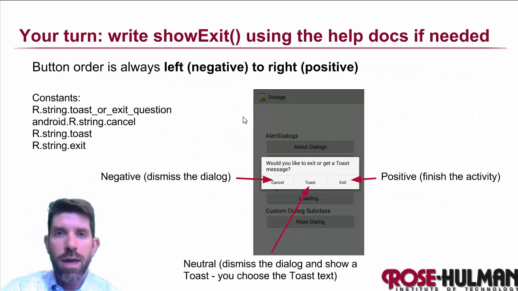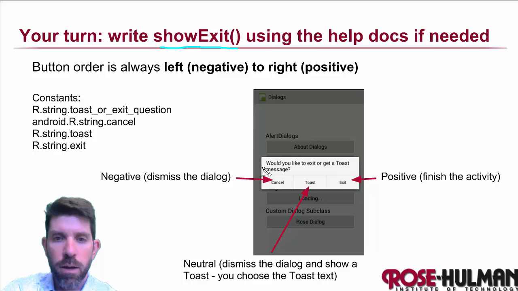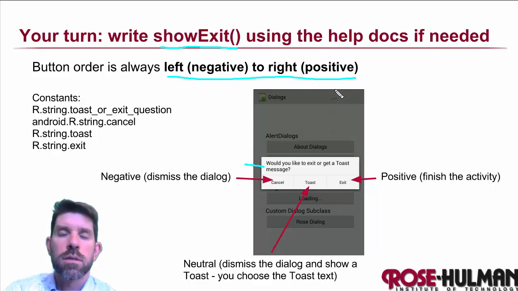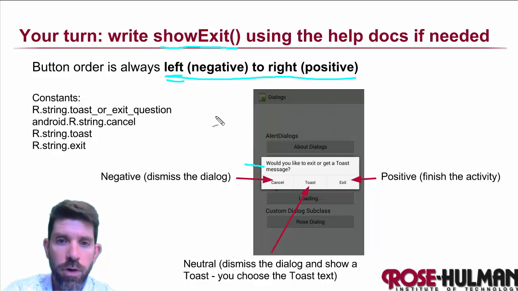What I'd like you to do now is write the showExit method. This is the next method that's empty here, and this one is going to be very similar. We're going to have a message, no icon or title. We don't need them here. But I want you to put in your three buttons, and let's describe them before we go any further. The order is always cancel comes first, so cancel is on the left. That's just an Android standard, and we're going to follow it.